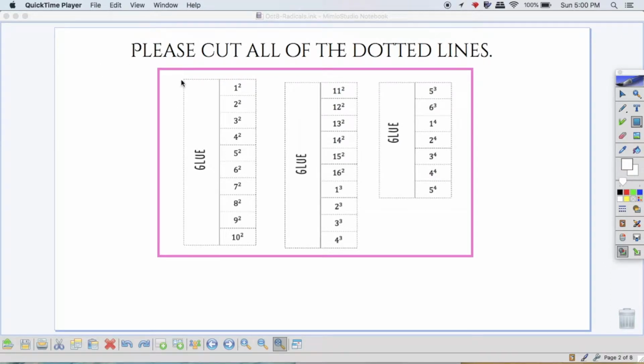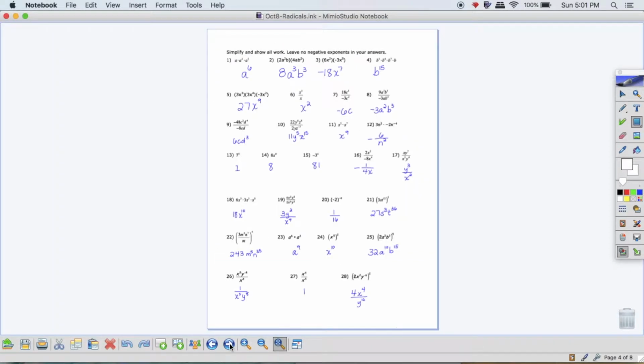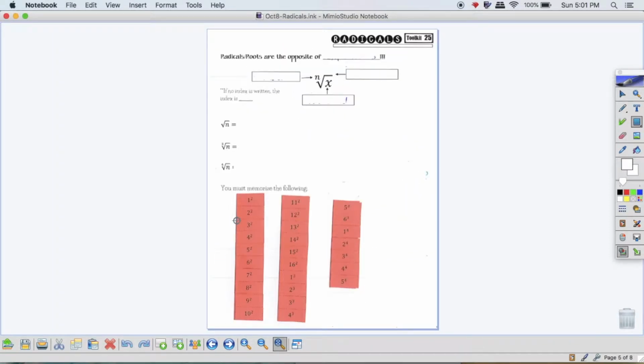Okay, I need you to pause the video and cut out all of these dotted lines. You're going to cut all of the dotted lines, and then you're going to glue down where it says glue down here at the bottom of the toolkit. So pause the video for a minute, and you can go ahead and glue those down, and then press play after you have done that.